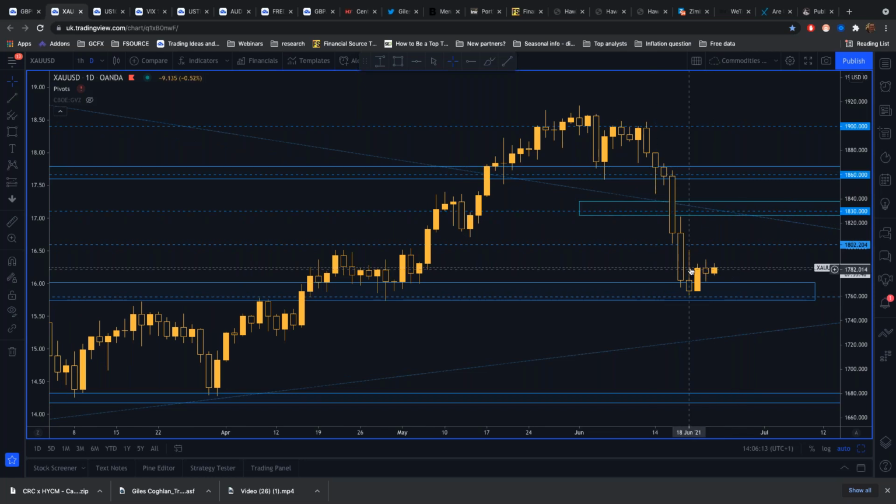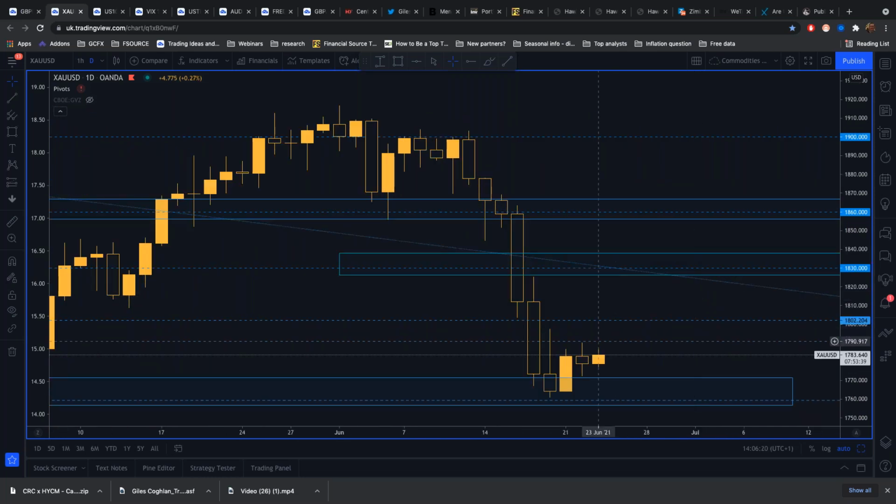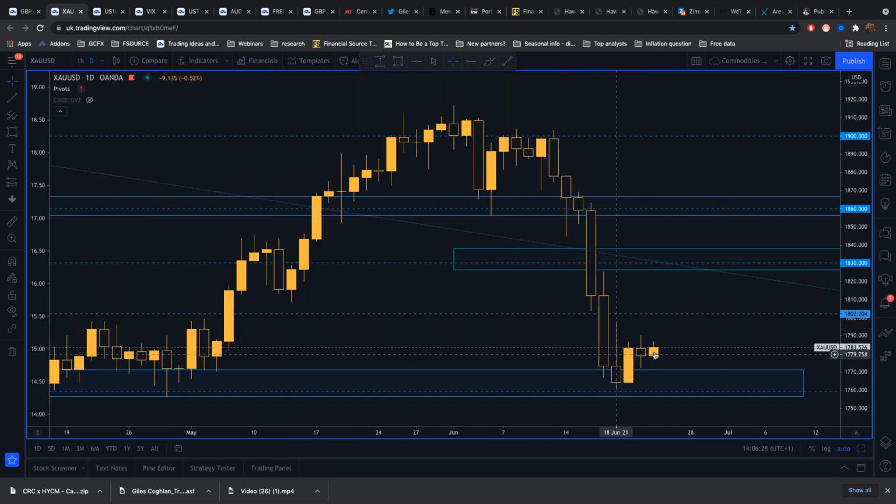Now, I sold gold out of the FOMC. I took profit around that 1760 level. Personally speaking, I'm looking to short gold back from 1830. I don't want to short gold here. It's too close to the recent lows.